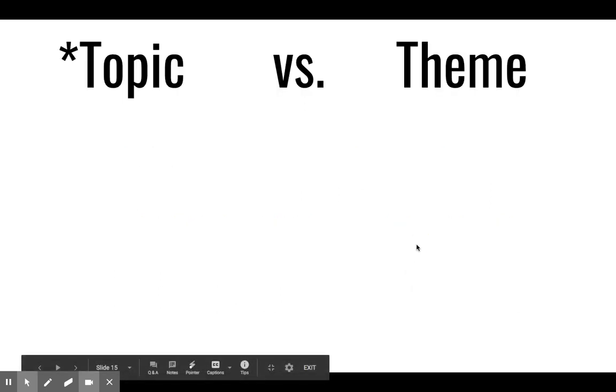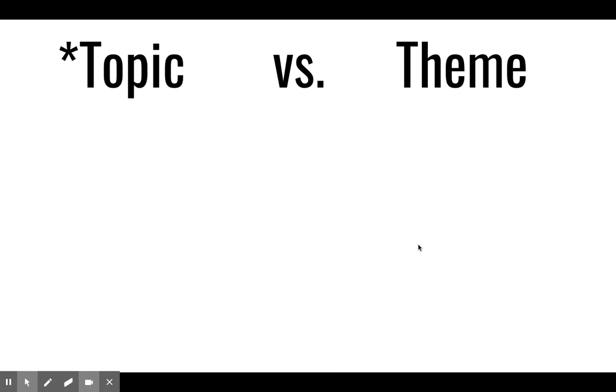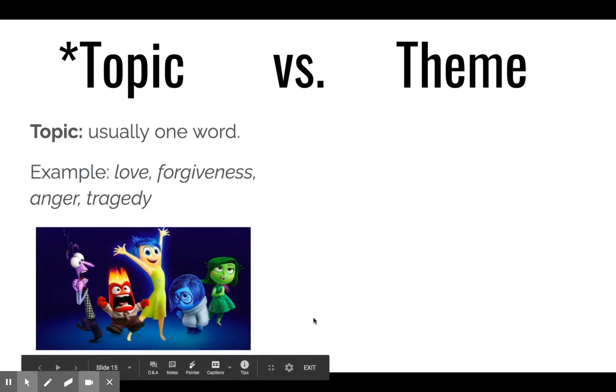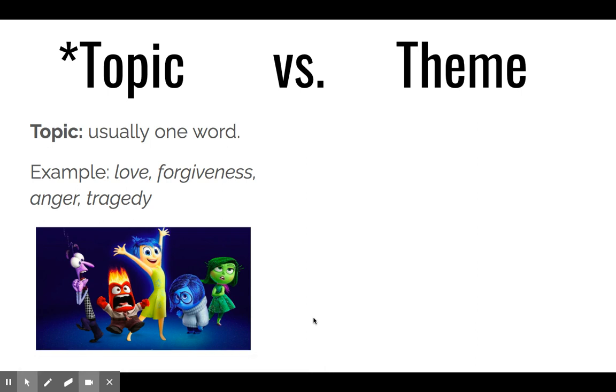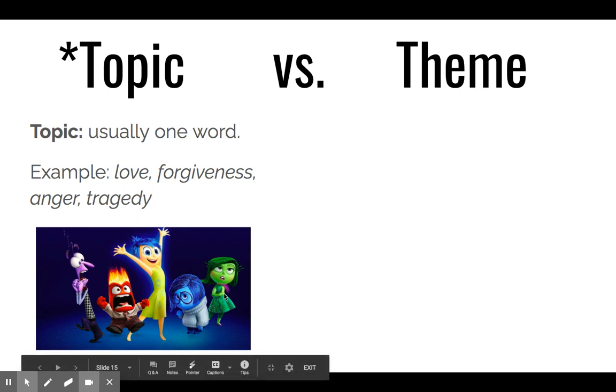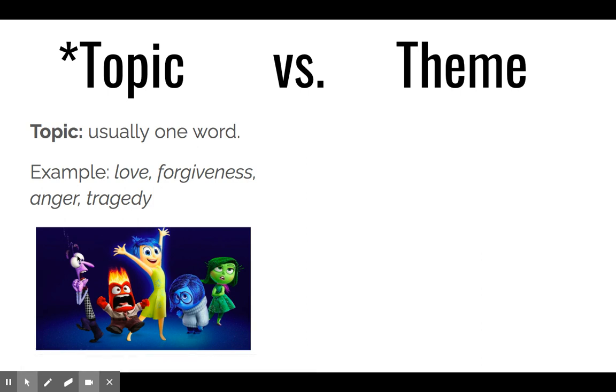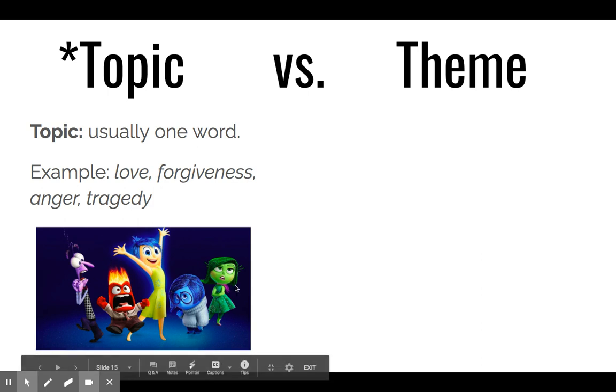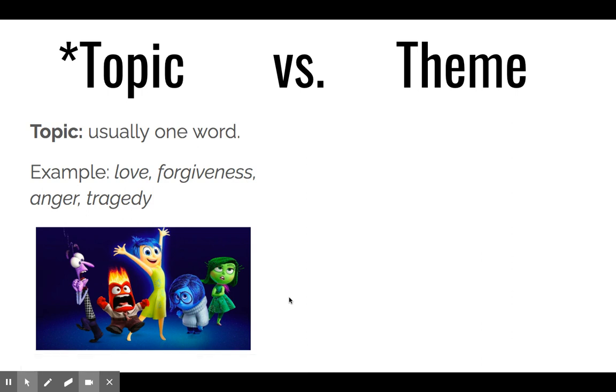So to give you an idea, this is something that people are often confused by. Topic and theme are not the same thing. They work together, but they're not the same thing. So a topic is usually just one word. Example, love, forgiveness, anger, tragedy, hate, anything like that. If this is helpful for you, it is for me. I like to think about it like this. They're isolated things. Fear, anger, joy, sadness, disgust. These are just standalone words, standalone ideas that are individualized.